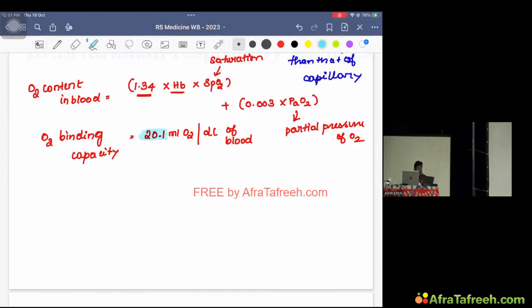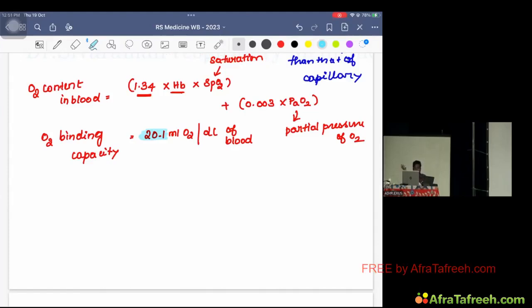In certain conditions like cyanide poisoning, what happens? PaO2 will be normal, saturation will be normal, oxygen content in the blood will be normal, but the cyanide will cause disturbance in the ETC chain. Because of that, the patient will develop cyanosis. So it depends upon which mechanism causes what.